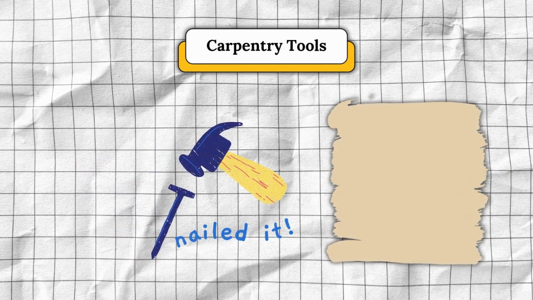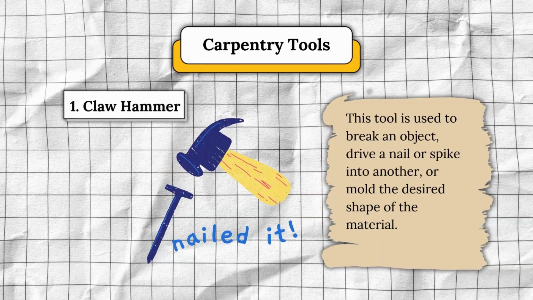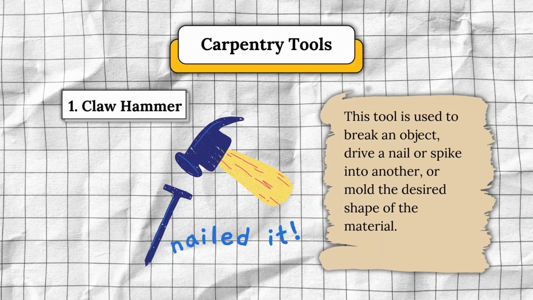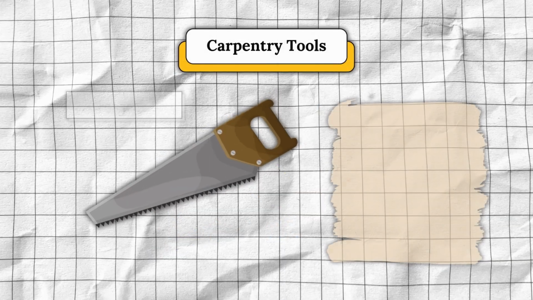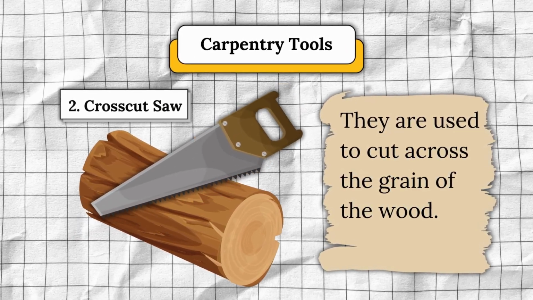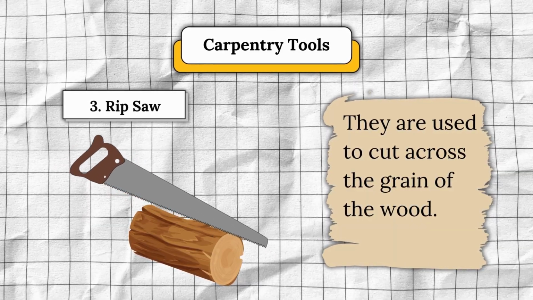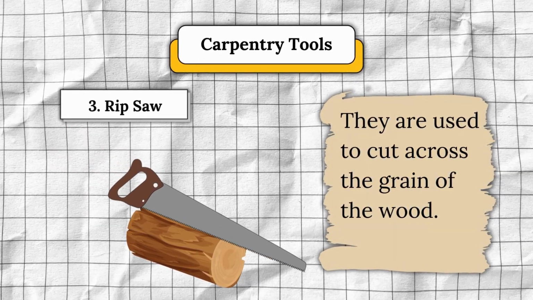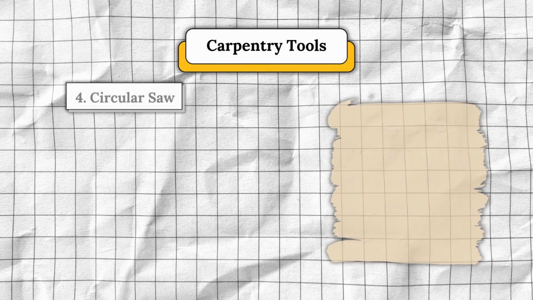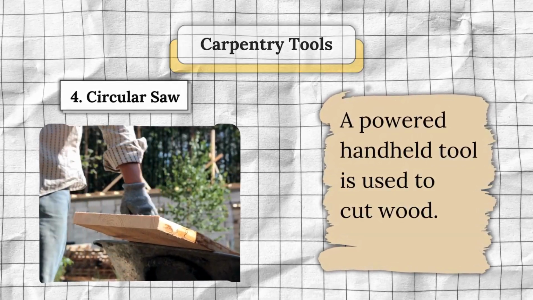Number 1. Claw hammer. This tool is used to break an object, drive a nail or spike into another, or mold the desired shape of the material. Number 2. Crosscut saw. They are used to cut across the grain of the wood. Number 3. Rip saw. They are used to cut along the grain of the wood. Number 4. Circular saw. A powered handheld tool used to cut wood.